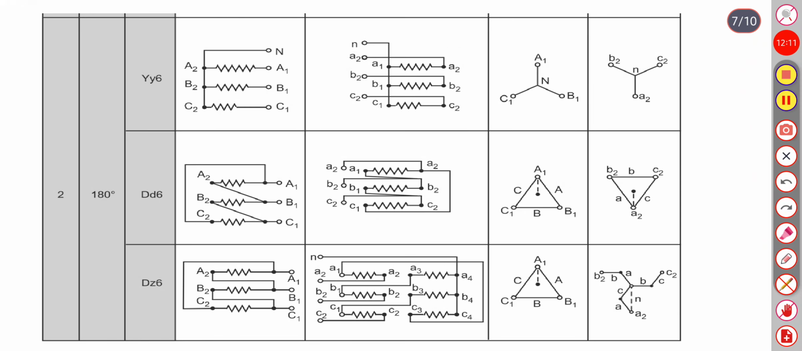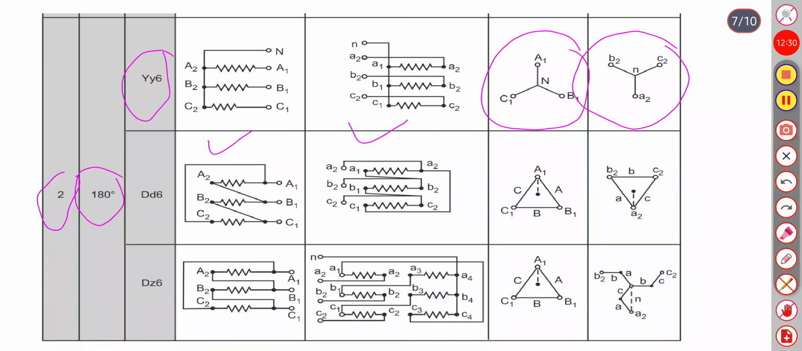Now group 2 having 180 degree phase displacement, denoted as YY6, where the HV winding is connected in star, the LV winding is also connected in star, and the phasor diagram will look like this. Here A1 is upward, A2 is just downward, so there is a phase angle difference of 180 degrees, meaning the secondary voltage is displaced 180 degrees with respect to the primary winding.